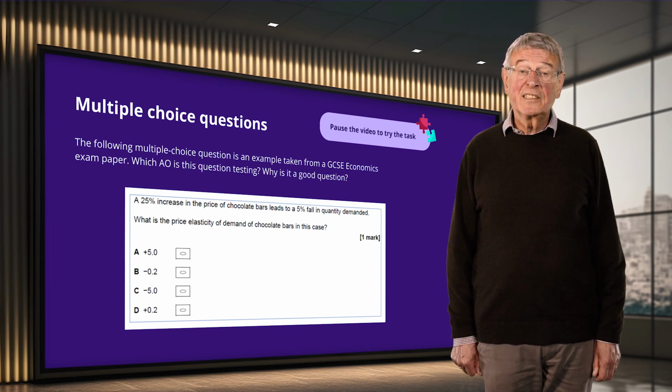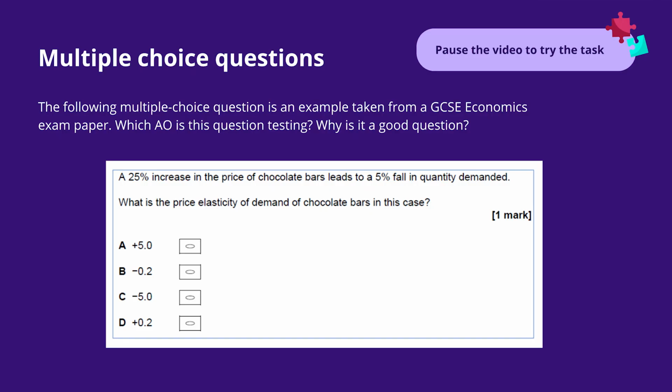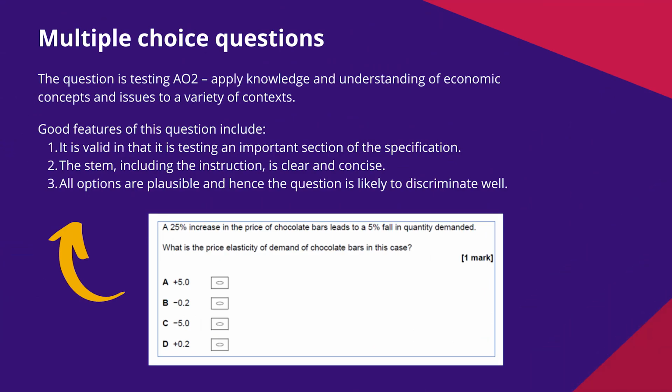Firstly, I'd like you to consider which AO this question is testing, and then to consider why you think it is a good question, and I hope you do. This multiple choice question is testing AO2, apply knowledge and understanding of economic concepts and issues to a variety of contexts. What are the good features of this question?